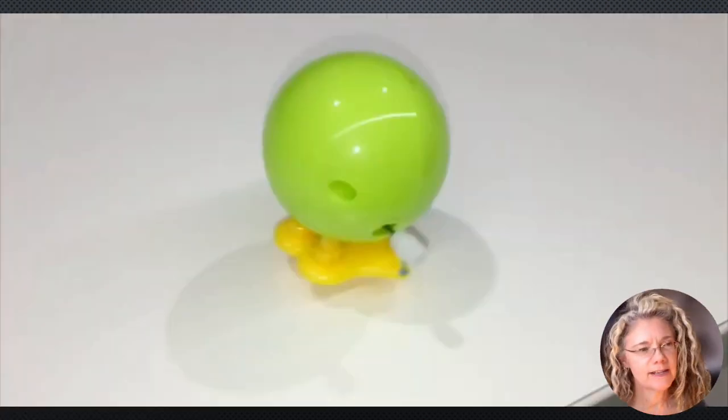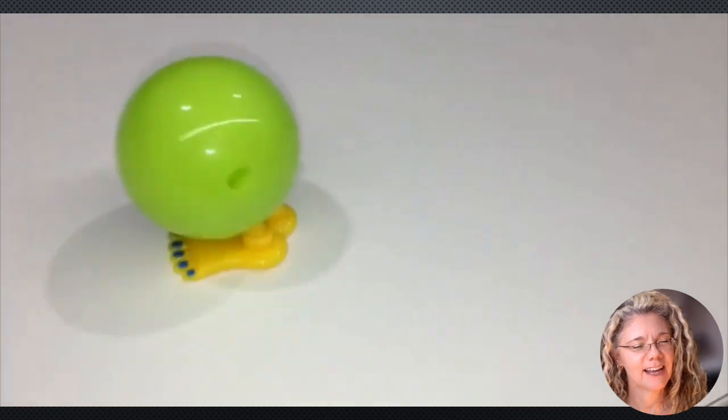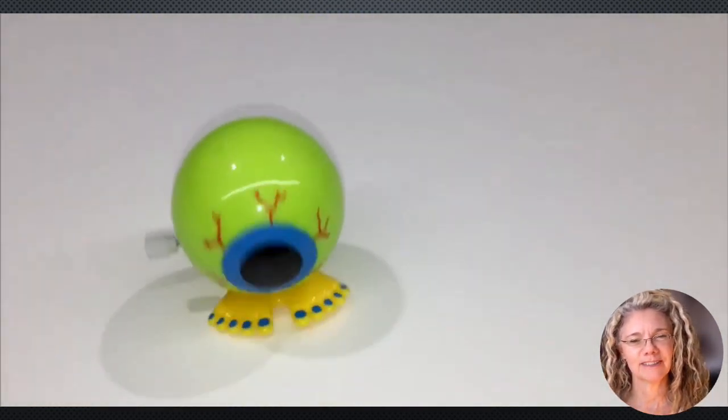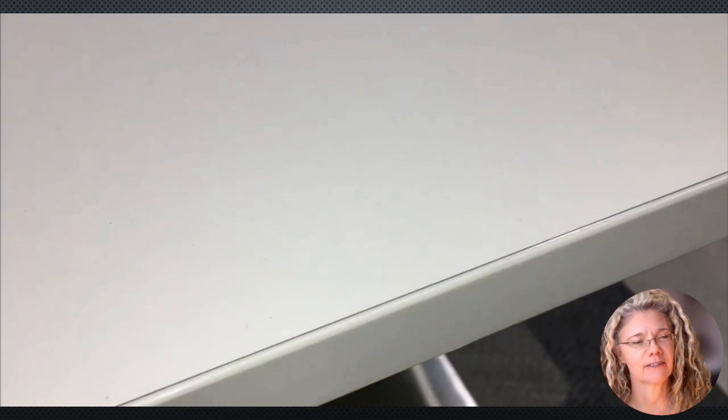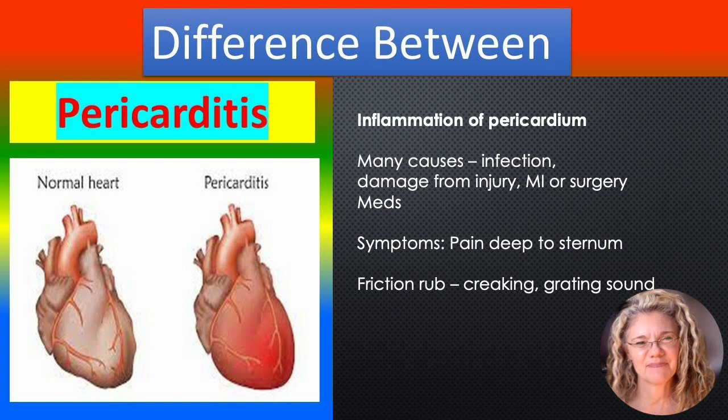So, what if your heart was not anchored down? If your heart was not anchored down as well as it is in your pericardium, then like this little eyeball, it would be jumping all over your chest during any form of exercise, and that would be very damaging and very uncomfortable and wouldn't be compatible with your life. Let's not say that again.